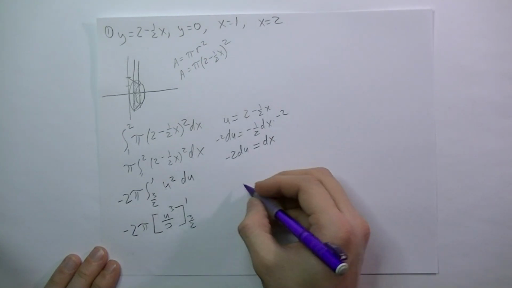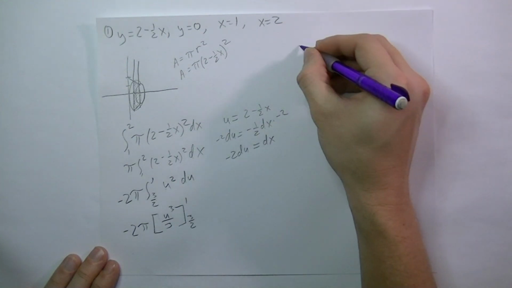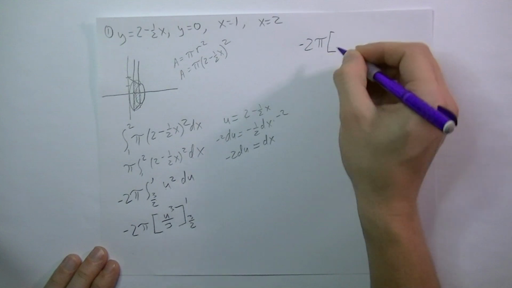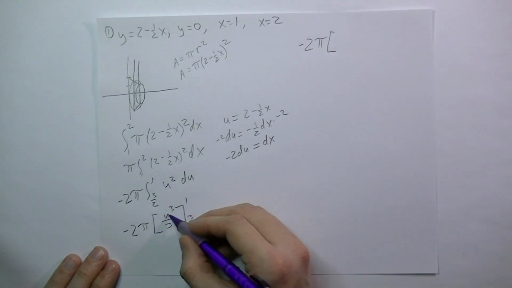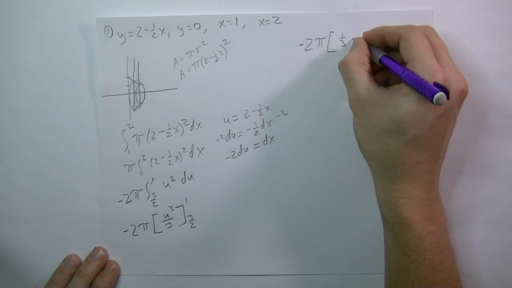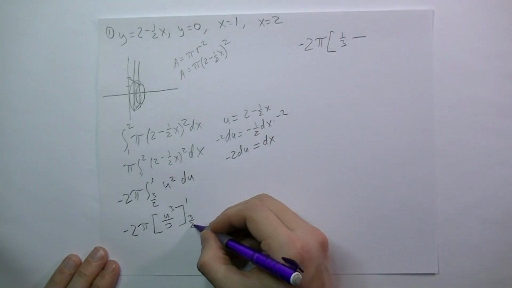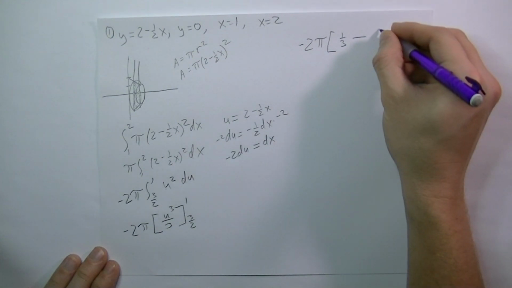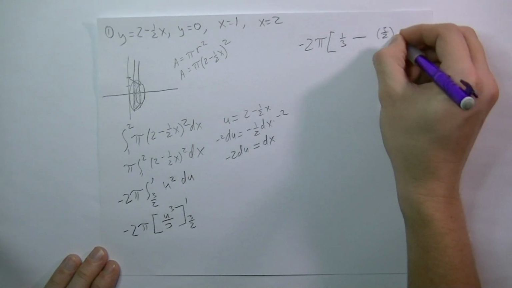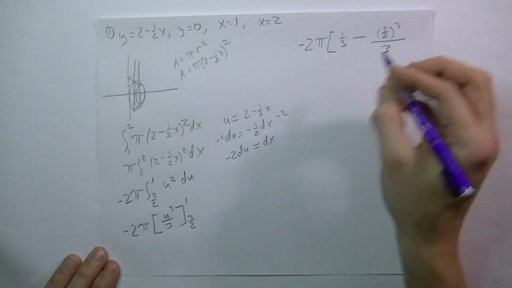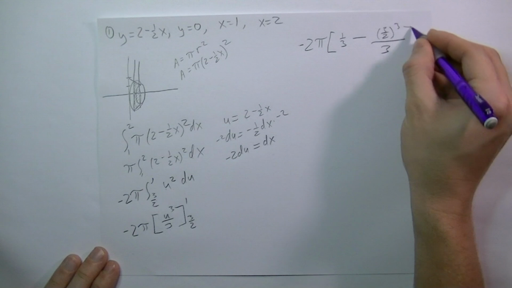Okay. I'm going to start back up here. Negative 2 pi. When I plug in 1 here, I get 1/3. Now I'm going to subtract and plug in the lower limit here, and I'll just go ahead and write it here. It's going to be 3/2 cubed all over 3. I plugged in 3/2 here.